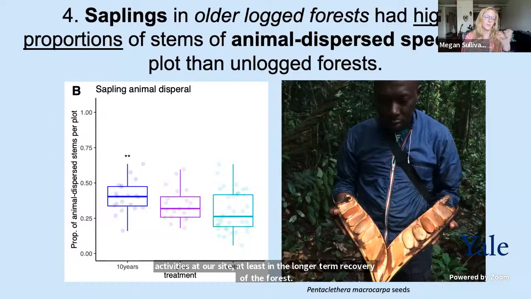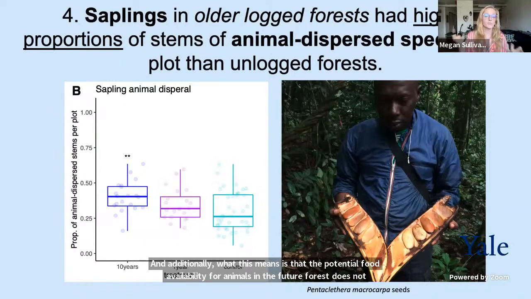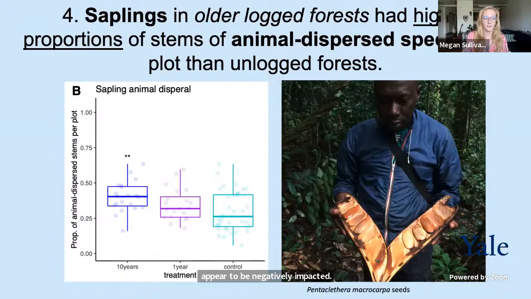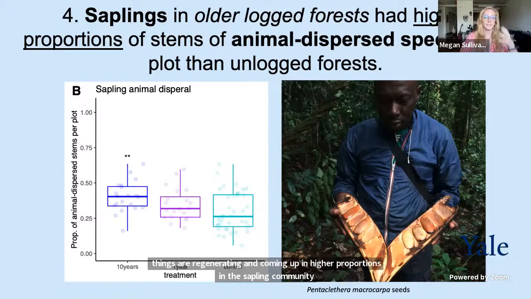So these animal dispersed trees, they produce seeds and fruit that animals eat. And so it's a good thing that these things are regenerating and coming up in higher proportions in the sapling community. Hopefully we see those things continue to grow and survive into the canopy community, where those saplings will be able to become large trees, which will provide fruit for animals to eat into the future.